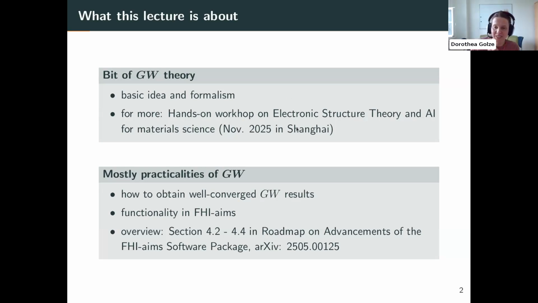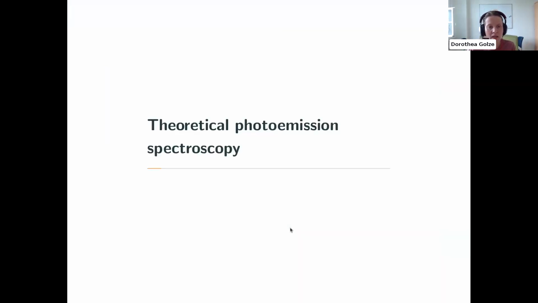And I also want to say it again, there's an overview in sections 4.2 to 4.4 in the roadmap, right? So I have a lot of references also in this talk, but if you want to look them up again, this is certainly also a good reference for that.